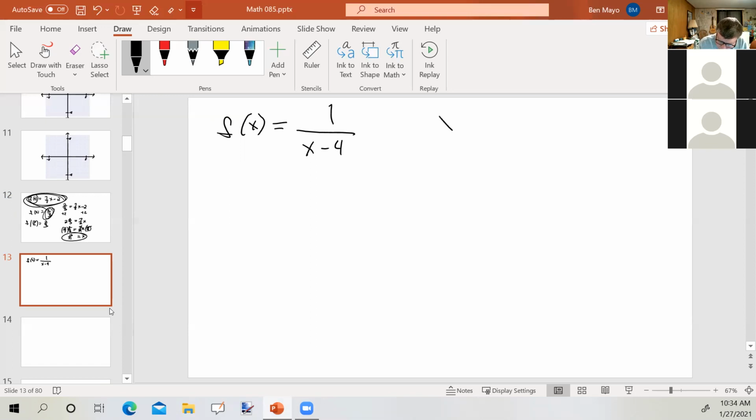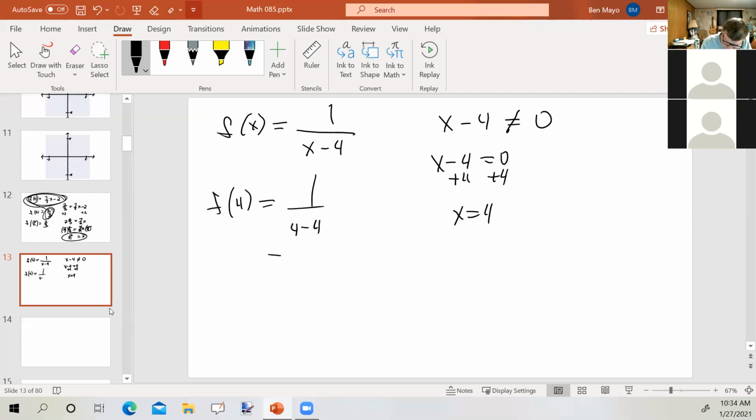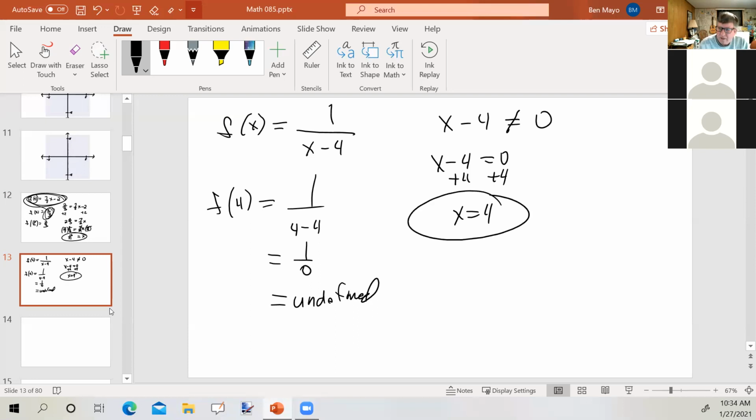So we don't want that to happen, okay? We don't want x minus 4 to equal 0. Well, when would x minus 4 equal 0? Well, if we solve this, we get when x is 4, because f of 4 would be 1 over 4 minus 4, which is 1 over 0, which is undefined. So this is not in the domain. So the domain, x does not equal 4.